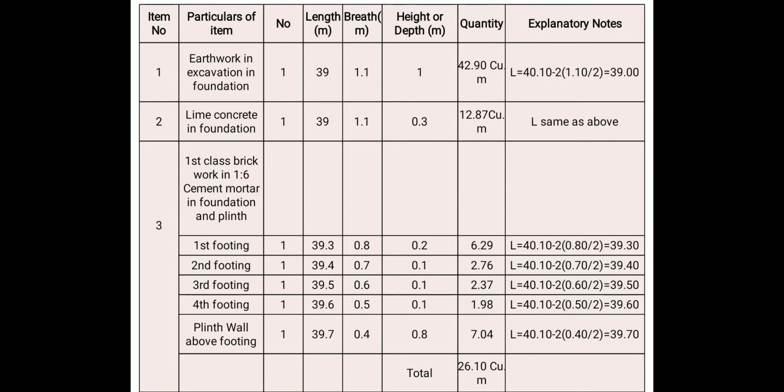Second footing it is 1, 39.4, 0.7, 0.1, 2.76. Third footing it is 1, 39.5, 0.6, 0.1, 2.37. And for fourth footing it is 1, 39.6, 0.5, 0.1, 1.98. And the plinth wall above footing is 1, 39.7, 0.4, 0.8, 7.04. That makes the total quantity of 26.10.